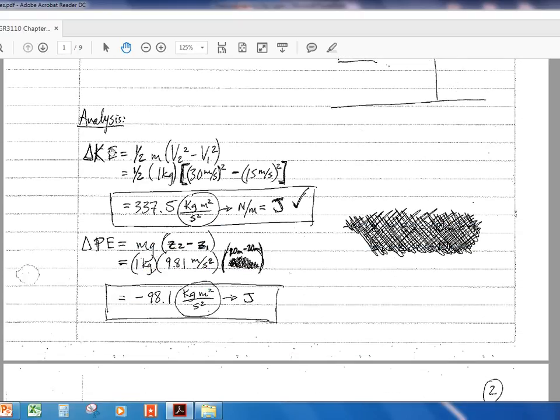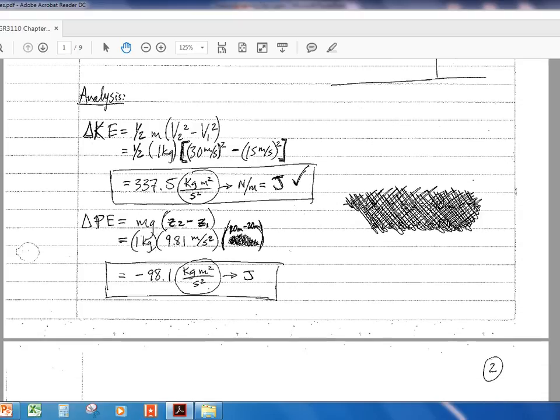We have a change in kinetic energy. We use our equation from the previous slide that we have 1/2 times the mass times the final velocity squared minus the initial velocity squared. So 1/2 times 1 kilogram. Then we have 30 meters per second squared minus 15 meters per second squared. One thing we should take a look at is the units here, right? So if we do the calculation, we get 337.5.